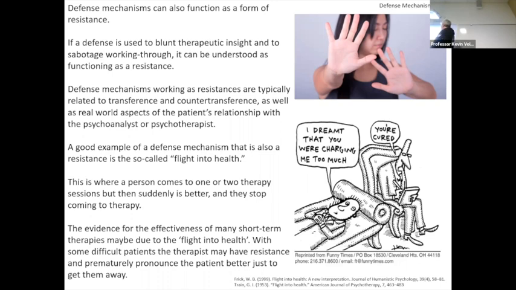A good example of a defense mechanism is flight into health. Did I talk to you guys about this already? Flight into health. This is where somebody comes into your office and they have some problems and they're really, really messed up. They come to see you two times and then they don't show up again, and you call them up and say, why didn't you show up? And they say, oh, I'm better now, completely well. Right? That's the flight into health.